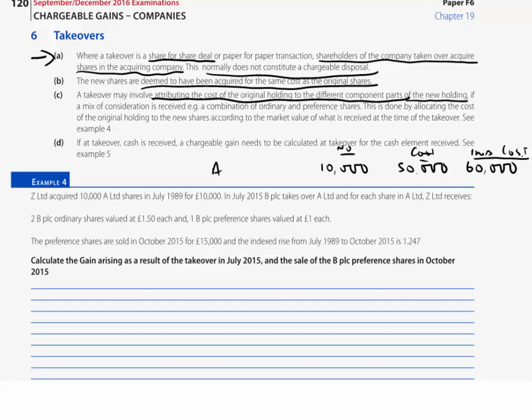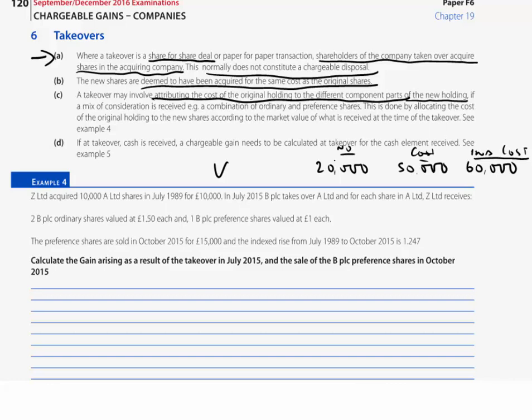What would now happen to the shareholders' share pool? Well, now, instead of being under the heading of the share pool for A plc, A becomes V. And instead of 10,000 shares being held within A, it was 2 for 1. 2 for 1 on 10,000 means you've now got 20,000. But they are still deemed to have cost 50,000 and at this date have an index cost of £60,000. So that is the simple share for share deal.